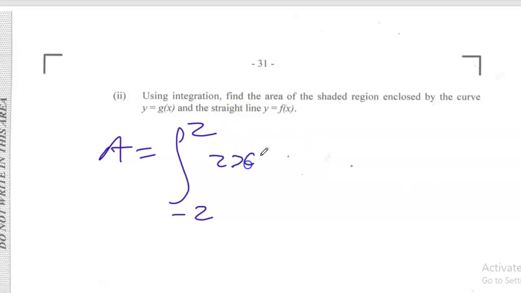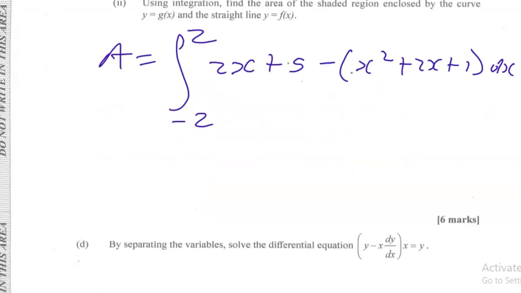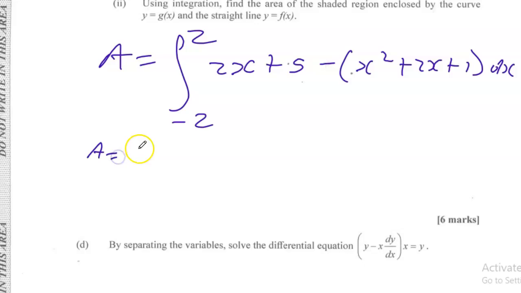So 2x plus 5 minus x squared plus 2x plus 1 with respect to x. So this should give us the area. Alright, so A is the integral between minus 2 and 2.